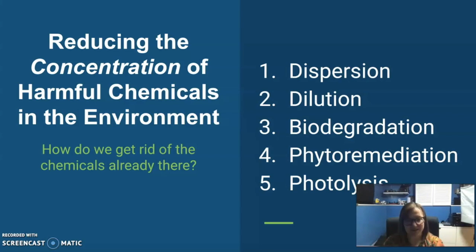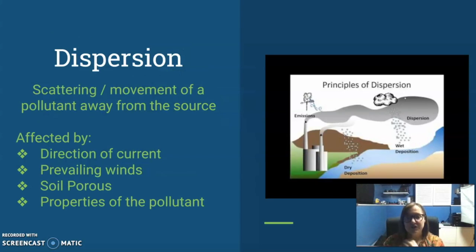Phytoremediation and photolysis. So dispersion is just the scattering or the movement of the pollutant away from the source. This can happen by the direction of the currents, prevailing winds, soil, how porous the soil is, and the properties of the pollutant. So if you have an emission in one area, it's going to spread out, and when it spreads out, hopefully it'll also dilute, and then it would be in a small enough concentration that maybe it's not going to affect any organisms. Fingers crossed.